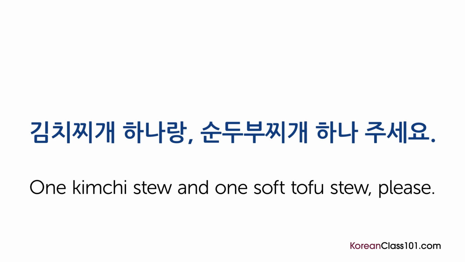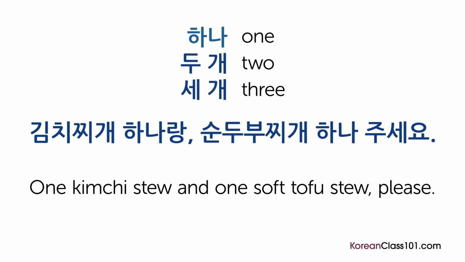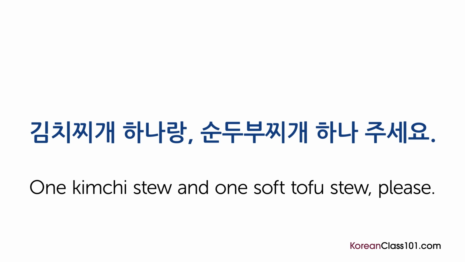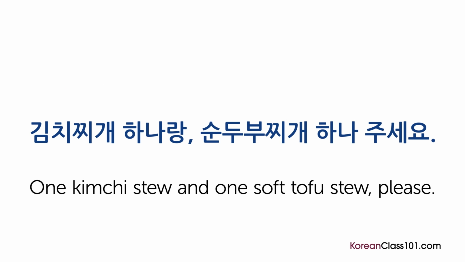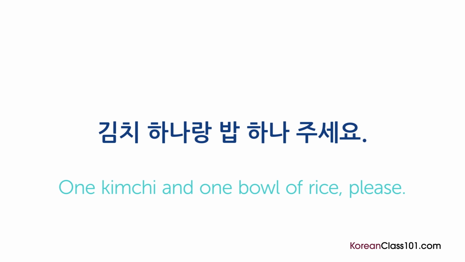When you order food, first say the name of the food. For example, 김치찌개 if you want to have kimchi stew. Then say how many you need, for example, 하나 for one, 두 개 for two, 세 개 for three. Then simply add 주세요, which literally means please give. If you want to order two kimchi stews, you can say 김치찌개 두 개 주세요. When you order 2 or more items, you can connect food names with the word 랑, which means and. Using this pattern, if you want to order 1 kimchi and 1 bowl of rice, you can say 김치 하나랑 밥 하나 주세요.